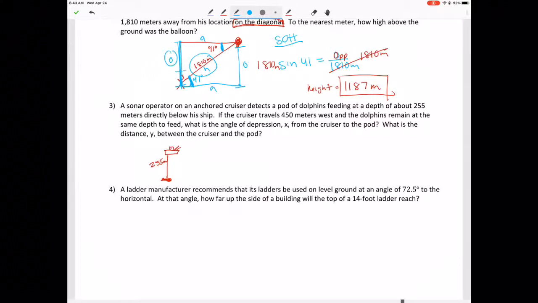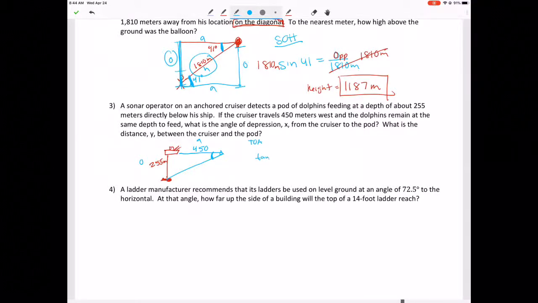I have no idea. Then it says that the cruiser travels 450 meters west, and the dolphin remains at the same depth to feed. So what is the angle of depression? Here's our horizontal. This would be our angle of depression. Based on that reference angle, this would be adjacent and opposite, so it would be using TOA.